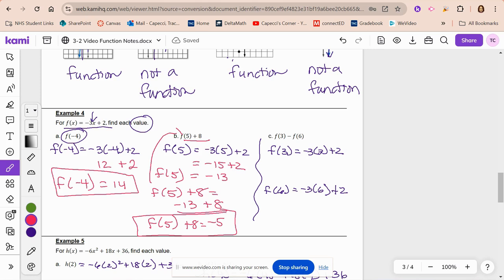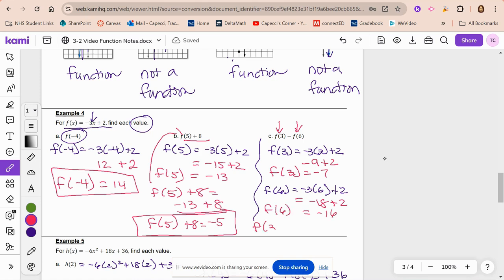Okay, moving on. This time we're asked to find two function values, and then we're going to have to subtract them. So let's get started. That gives me -9 plus 2. So I have f of 3 is equal to -7, and I'll come back to that in just a minute. f of 6 is equal to -18 plus 2, which equals -16.